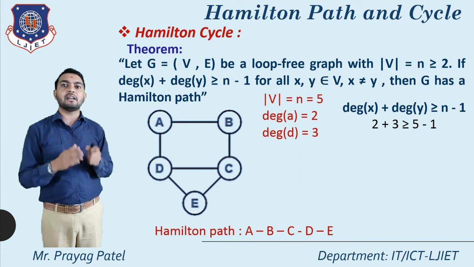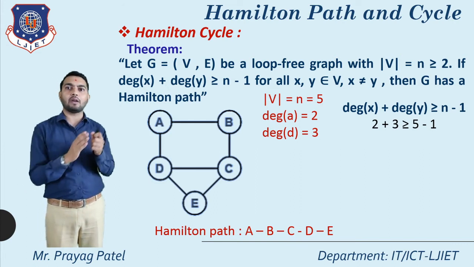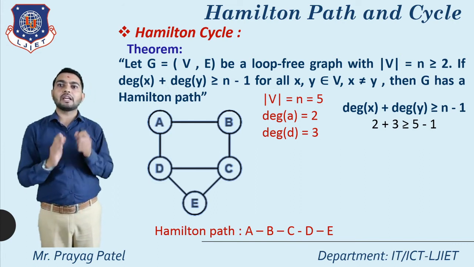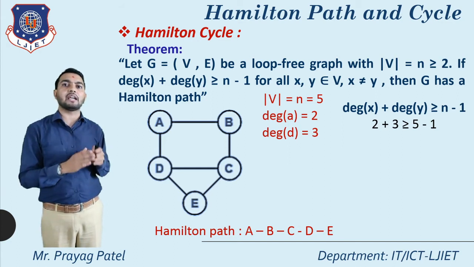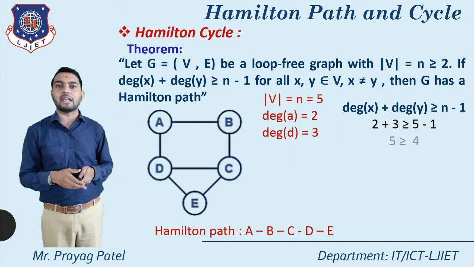Now for this condition, degree of x, which is degree of A, equals 2. Then degree of y, which is degree of D, equals 3. So 2 plus 3 is greater than or equal to 5 minus 1, because n equals 5.